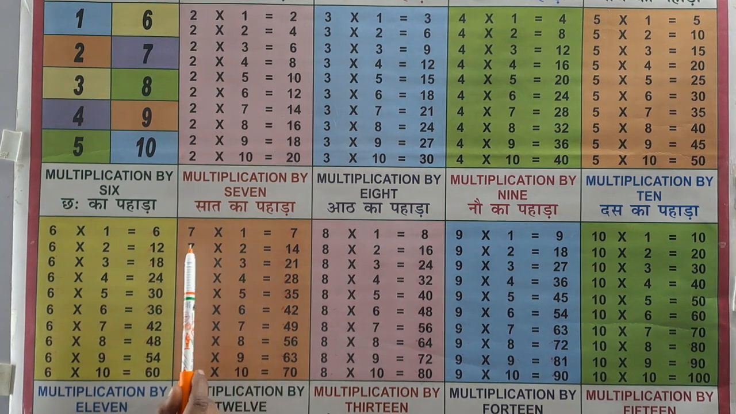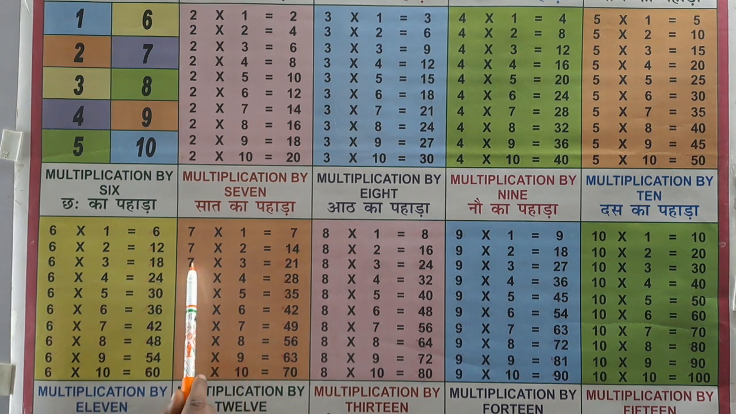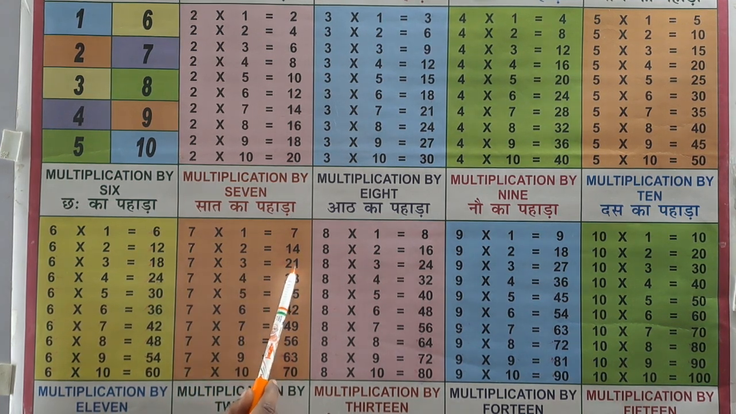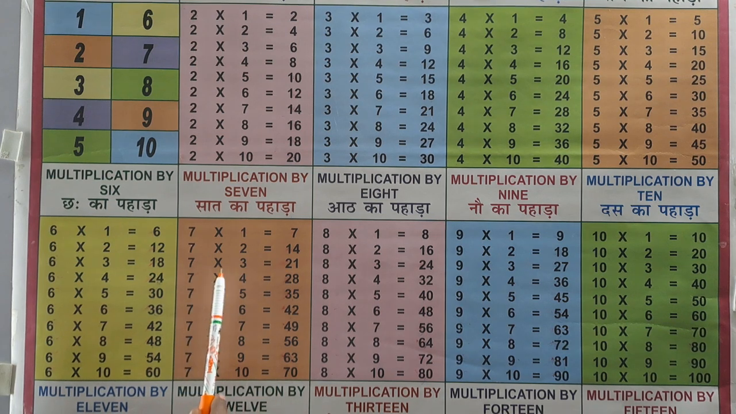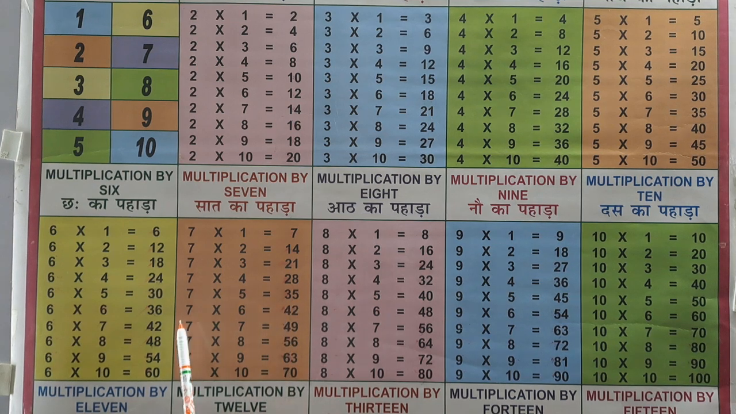7 twos are 14. 7 threes are 21. 7 fours are 28. 7 fives are 35. 7 sixes are 42.